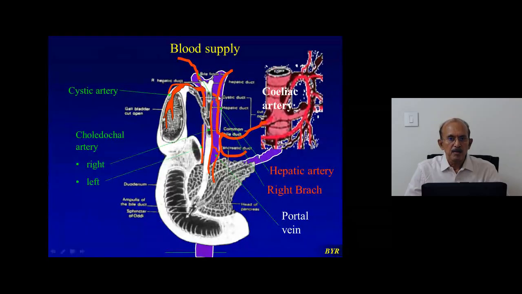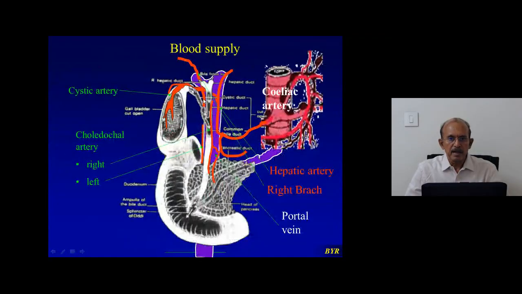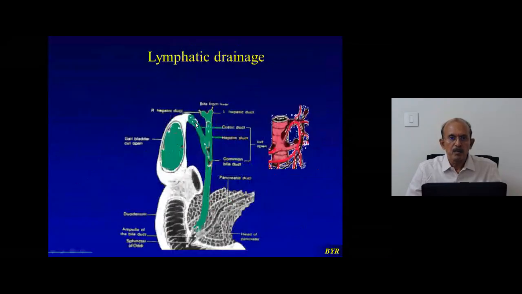And from this hepatic artery, you can see descending branches coming along the bile duct. These are called the choledochal arteries, right and left. So the blood supply to the gallbladder is from the cystic artery, which is a branch from the right hepatic artery. So please remember that. These are some of the important points which are asked frequently in short notes questions in the examination. Lymphatic drainage.